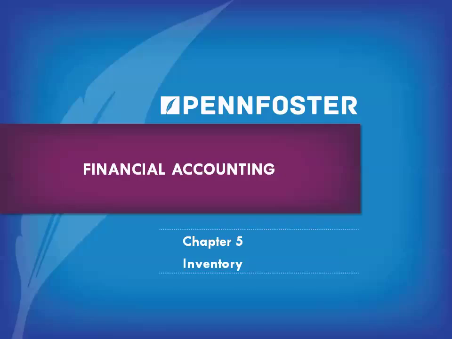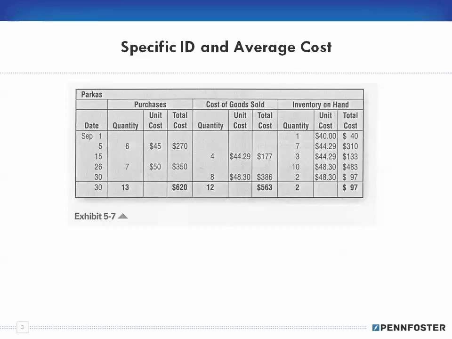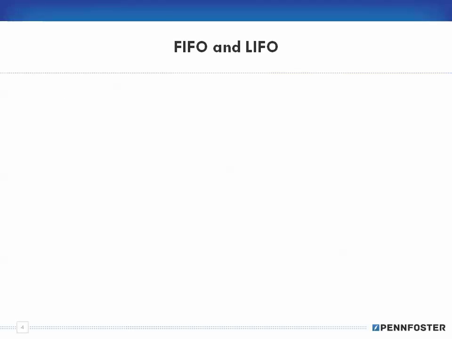In this series of videos, we are working on the Chapter 5 theory, the concepts for Chapter 5, which covers inventory. In the last video we did specific ID and average cost. So in this video, I'm going to talk about the FIFO and LIFO cost methods.